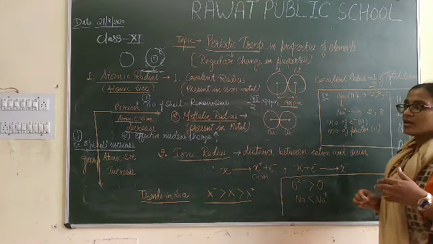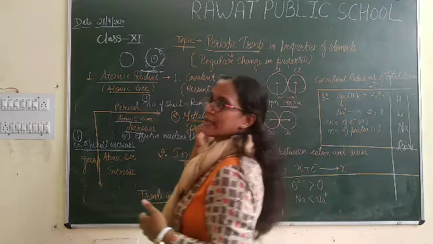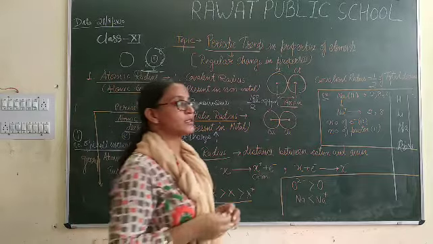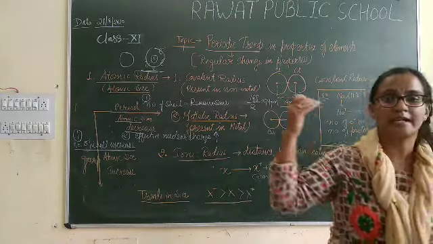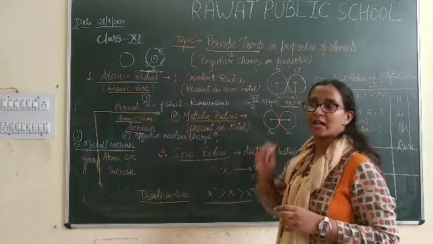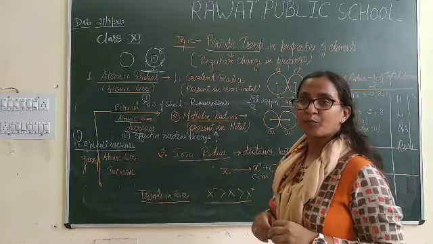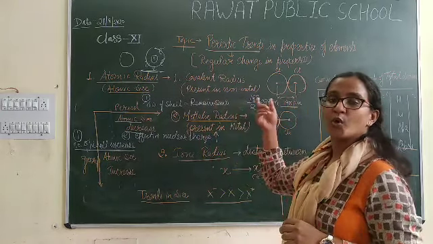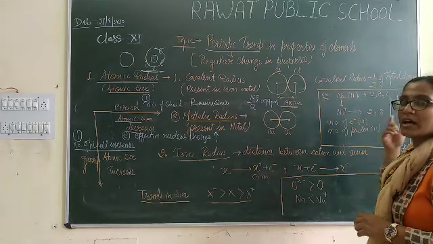Simple. Now consider the periods. For example, in the first period, hydrogen and helium are present. And in the second period, lithium, beryllium, boron, carbon, nitrogen and oxygen are present.